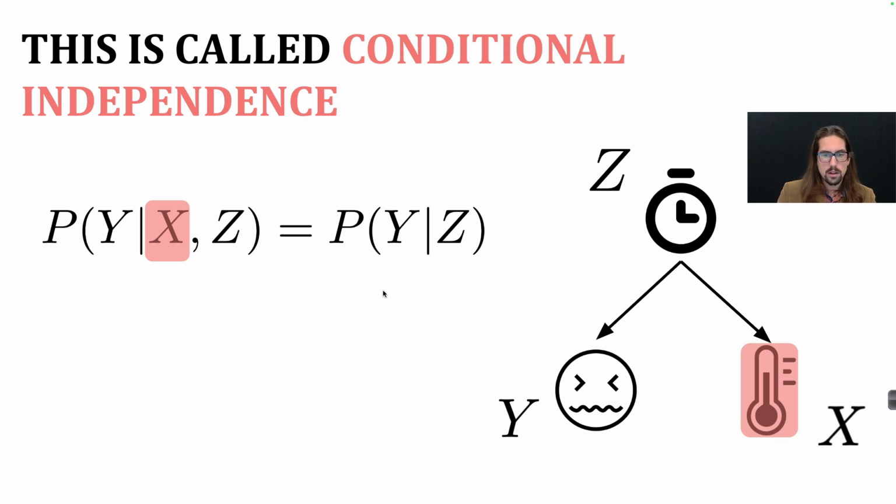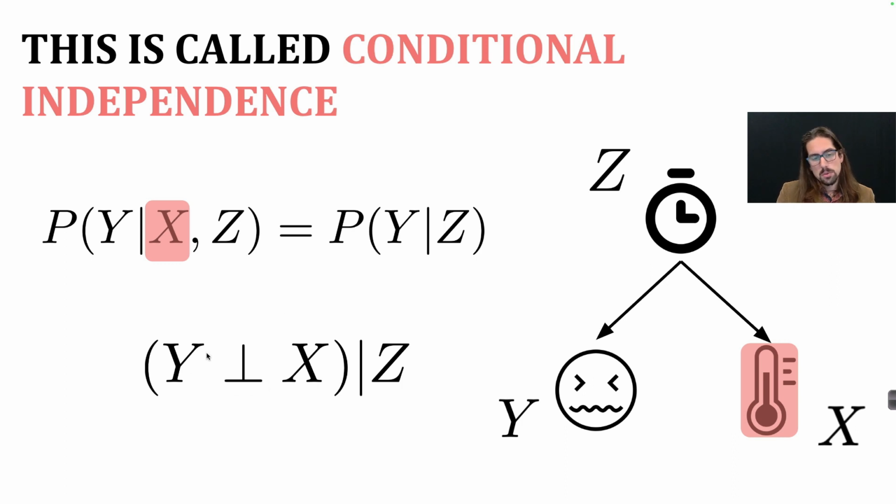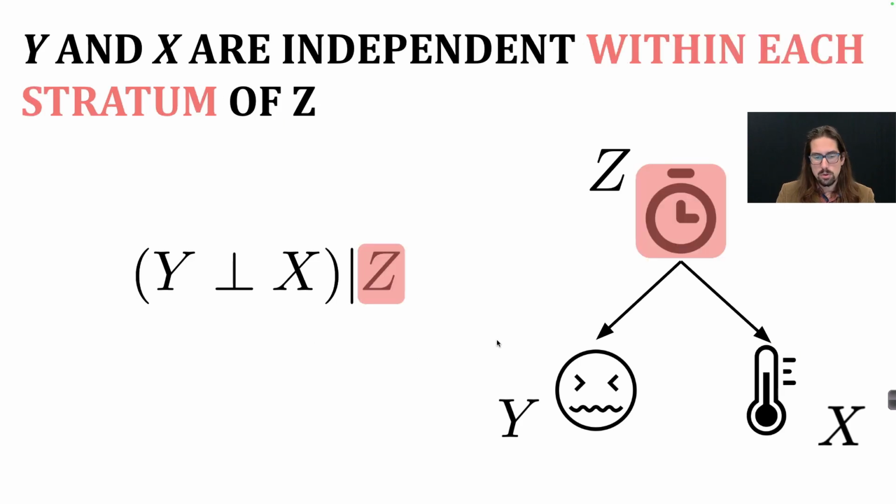That's the definition of conditional independence, and we write it like this. We say y is independent of x given z. That's how it's often read, but I would encourage you to think of this as y is independent of x in all subpopulations of z, or in all strata of z. That's really, I think, a more intuitive way. So that's what's written here.